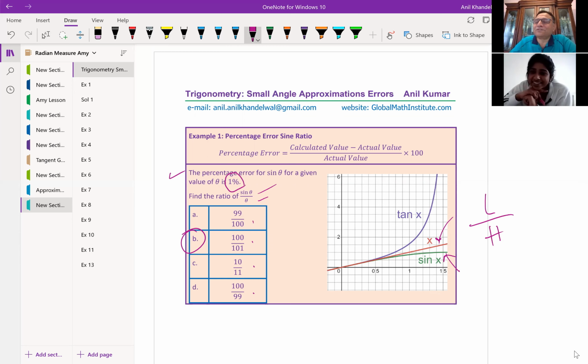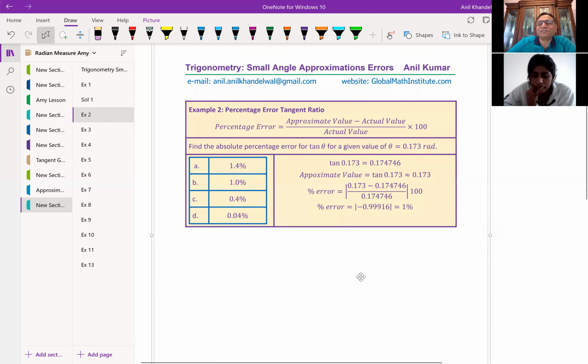Okay. So this is just from logic. We don't even have to do the calculation. This is the concept of percent, right? 1% of 100 is 1, so the calculated value is 1 higher. So it is 101. And because of sine theta over theta, theta comes in the denominator, so it will be 100 over 101. Clear? That could be one of the very good questions where no calculation is required.